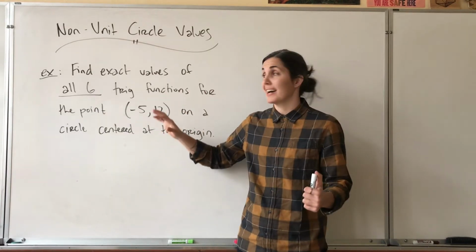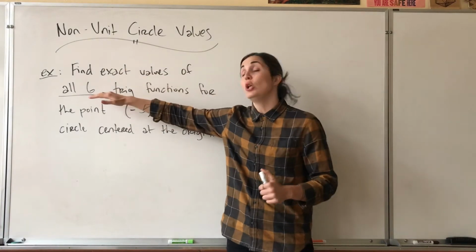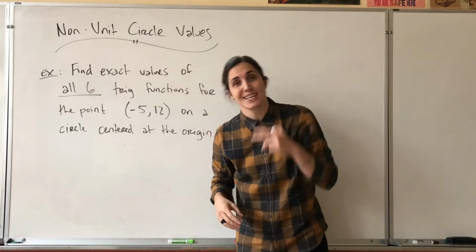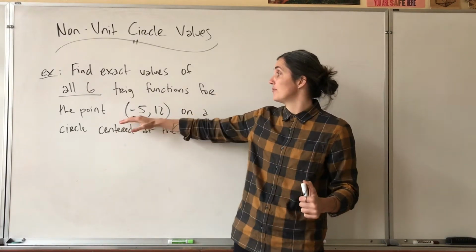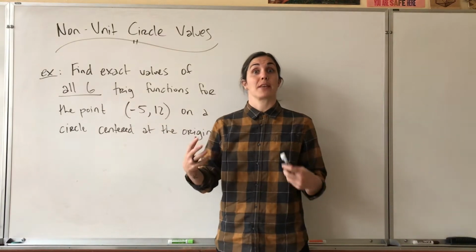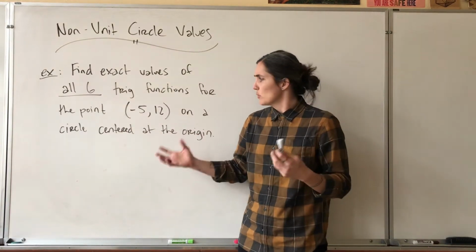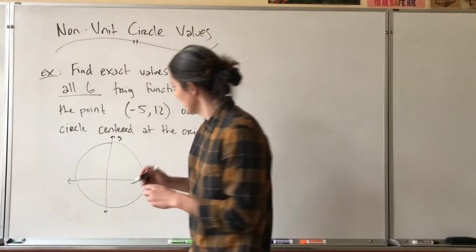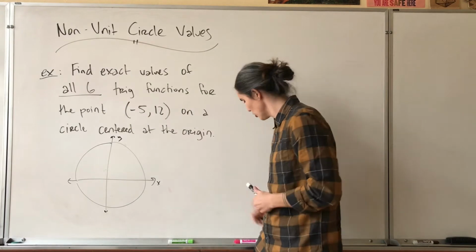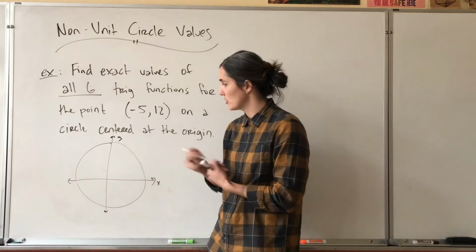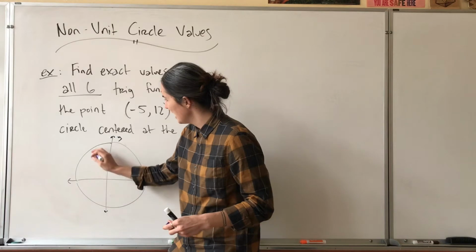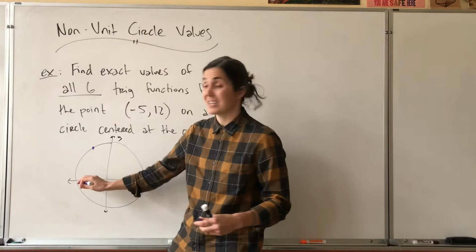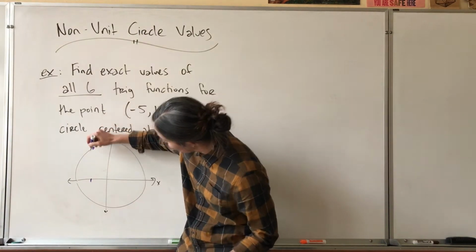So here it is. Find the exact values of all 6 trig functions, sine, cosine, tangent, cosecant, secant, cotangent, for the point -5, 12 on a circle centered at the origin. Now, of course, our first step needs to be visualizing said circle. Forgive its lopsided nature. And if the point was -5, 12, that puts me in quadrant 2. I can estimate about right there where my x value was -5, my y value was 12.